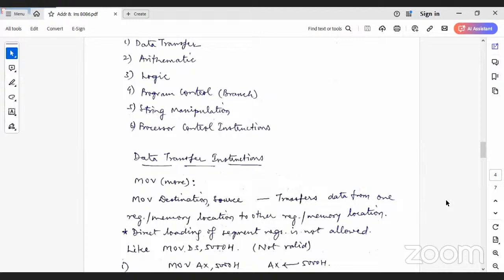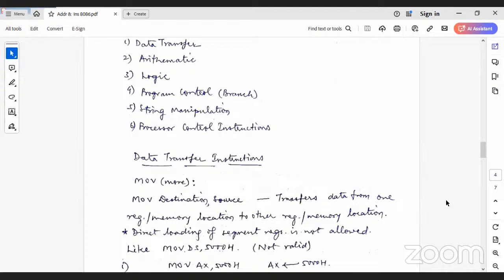The flags can be manipulated or changed using these instructions. It is not necessary that you change the complete flag register. You can change only one particular bit of that flag register. That is the advantage of these processor control instructions. I hope it is clear. Instead of changing the complete flag register, if we want to change only one flag, in that situation you have to use processor control instructions.